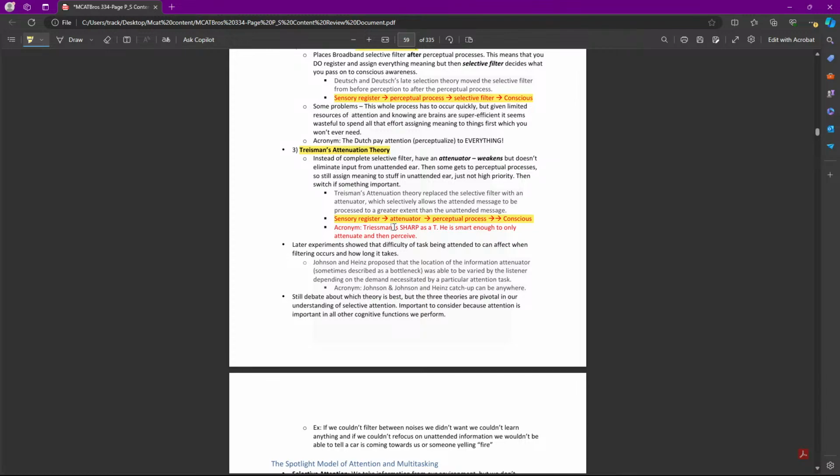So the acronym: Treisman is sharp as a T, and he is smart enough to know attenuate and then perceive. Later experiments show that the difficulty of the task being attended can affect what filters occur and how long it takes. Johnston and Heinz proposed that the location of information in the attenuator can be varied by the listener depending on the demand necessities for a particular attention task. So the acronym: Johnston & Johnston, Heinz ketchup can be anywhere.